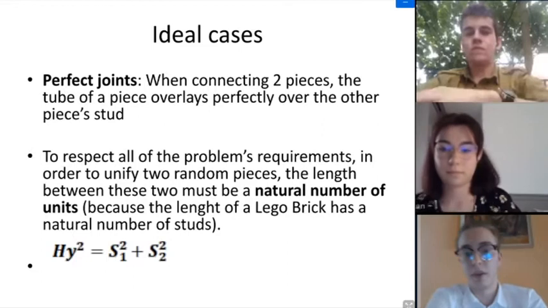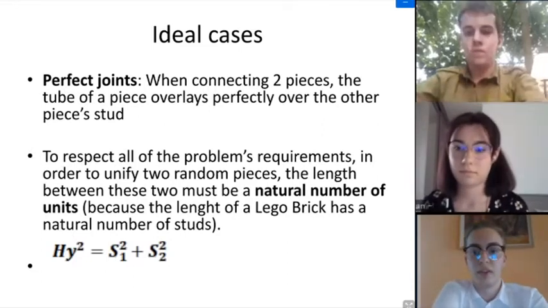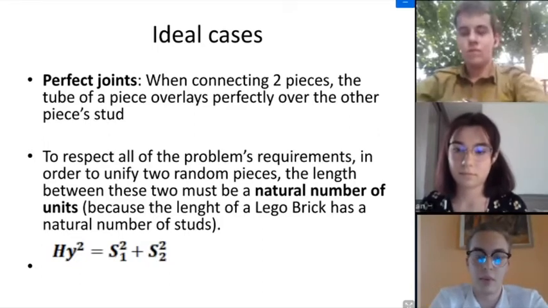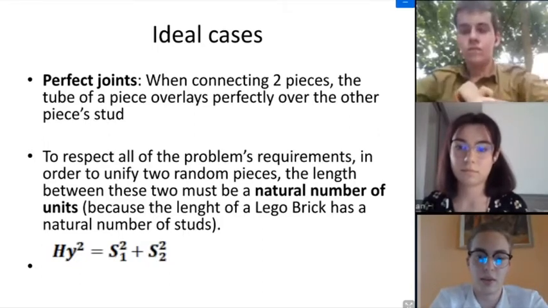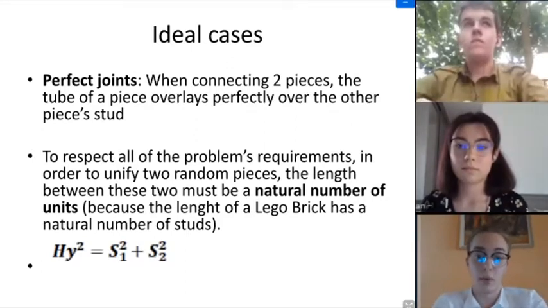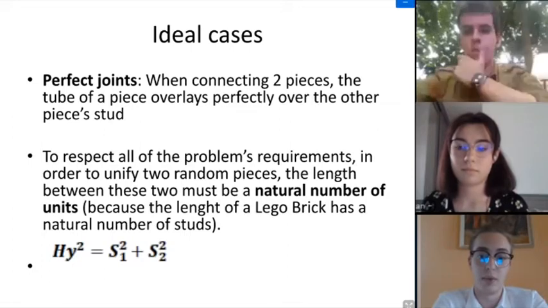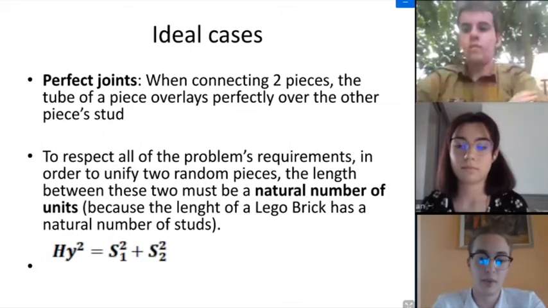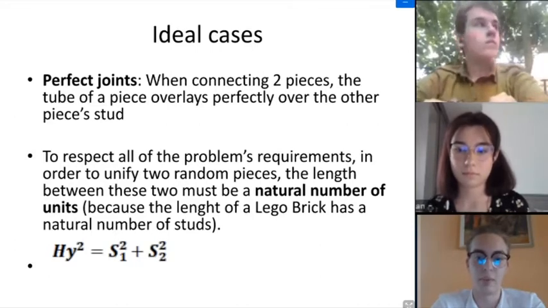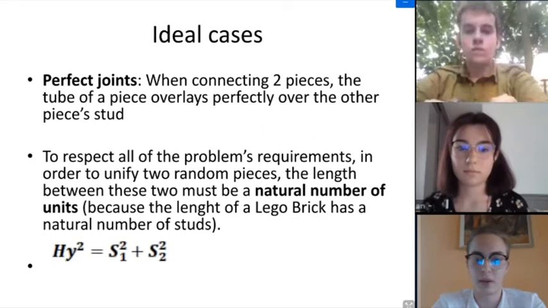Okay, so now I'll explain to you how to get to perfect cases or ideal cases. What is a perfect case? That is when we connect 2 pieces, there's no tension between them. In order to connect 2 random pieces on the board, the length between them must be a natural number of units. This is because Lego bricks have predetermined values, as my colleague has shown you in the chart above.